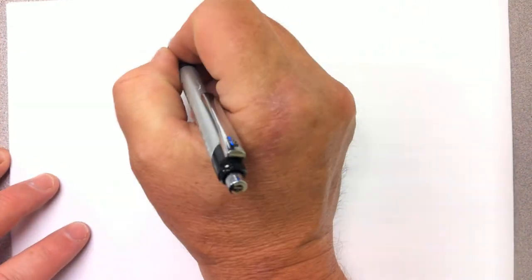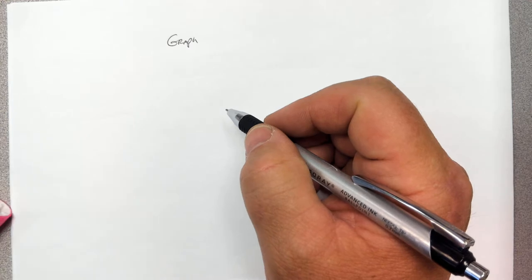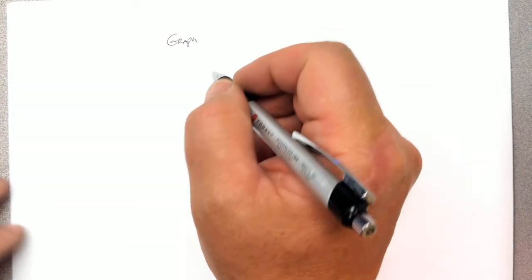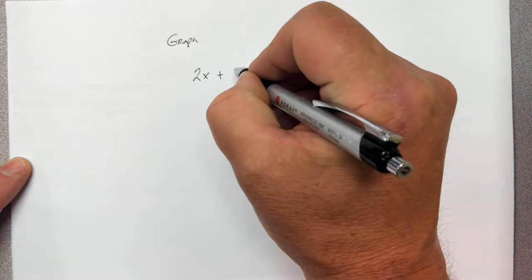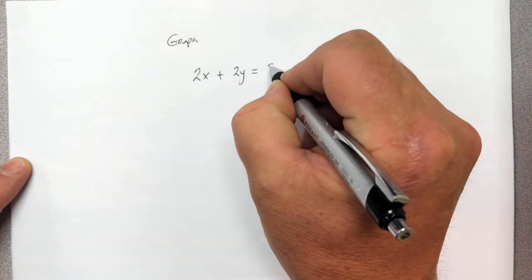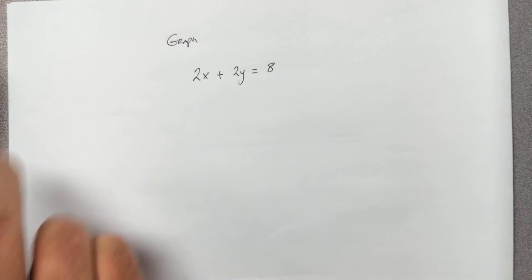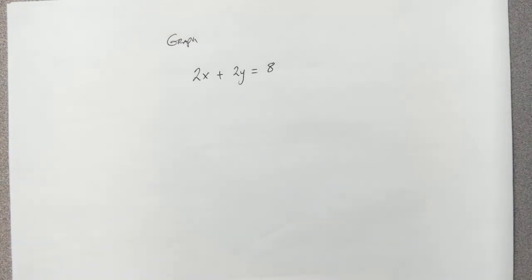Okay, so here's the one we're going to do. I want you to graph this. We'll make it easy, okay? We'll do this: 2x plus 2y equals 8. You guys should work together. You should definitely help each other out. And I'll give you a couple minutes, and then we'll talk about it.